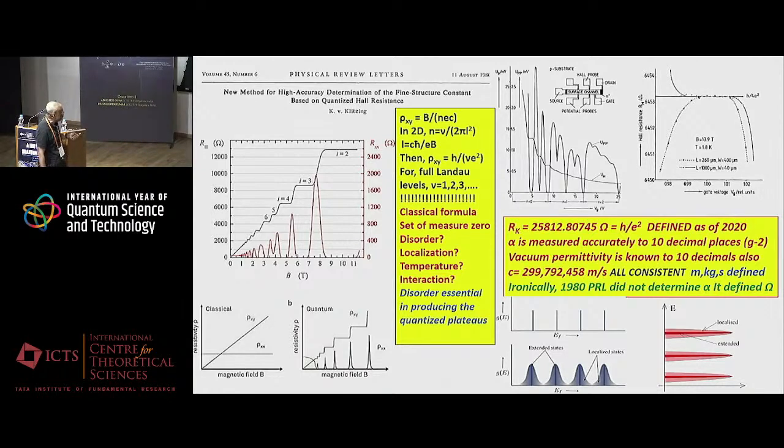The important thing here is not this value. The important thing is that there's a plateau precisely at this value whenever you fill an integer number of Landau levels. Question now is, there are lots of different things that come in. Why is this thing a constant in the presence of disorder and temperature? That's basically what topology will tell us.